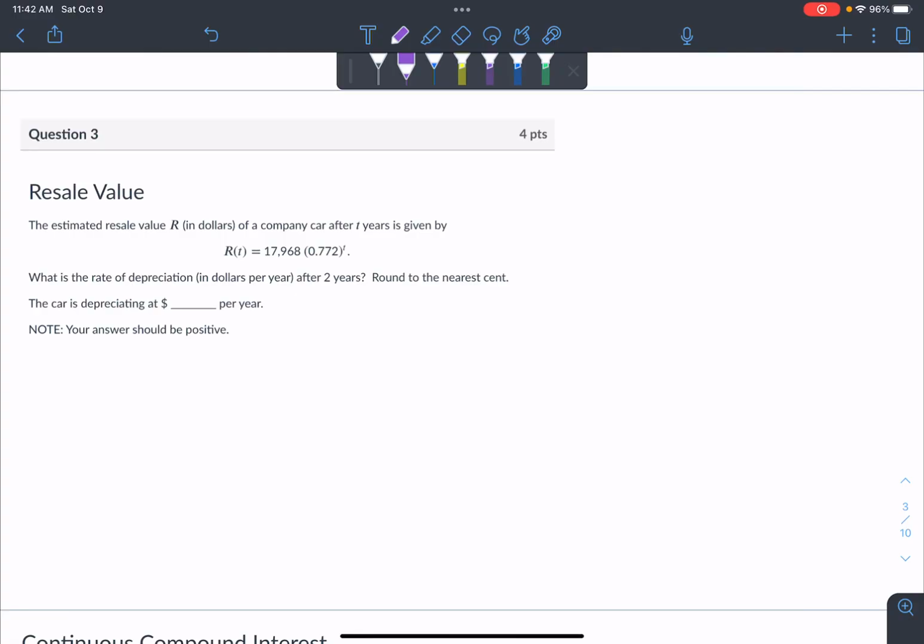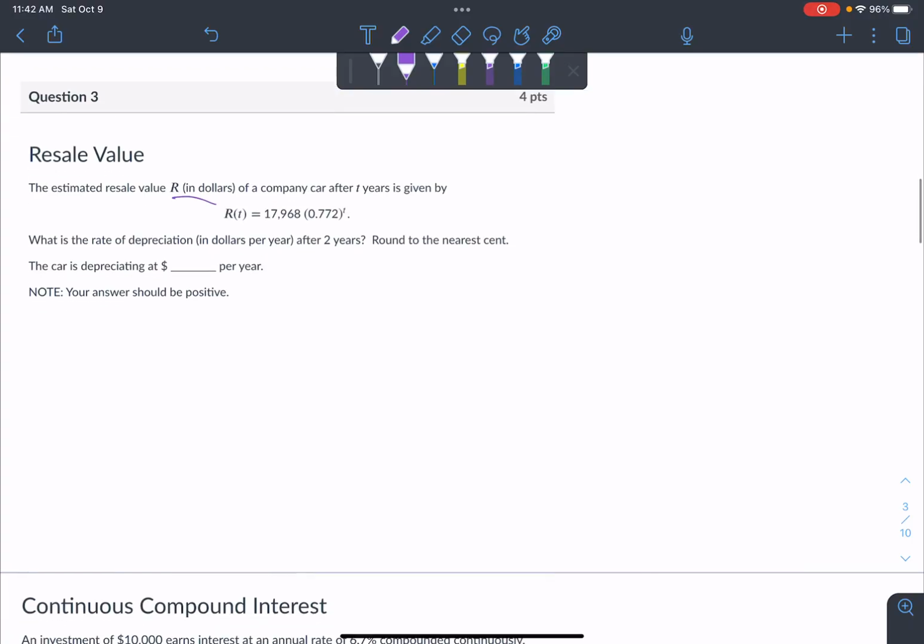All right. For this question, we have resale value, which is R of T dollars after T years. So we want the rate of depreciation in dollars per year. So that sounds like a derivative, right? A rate. And we want to know after 2 years. So we are most likely wanting to find R prime of T, which in this case is 2. So first we need R prime.